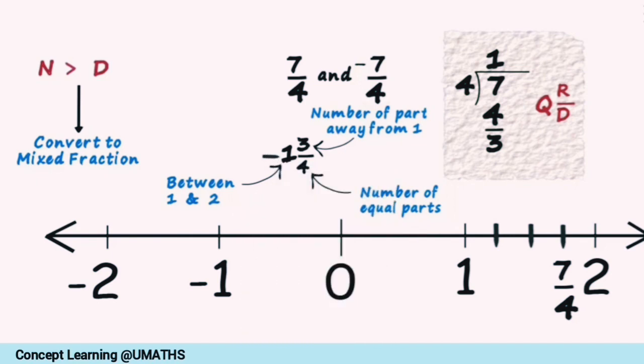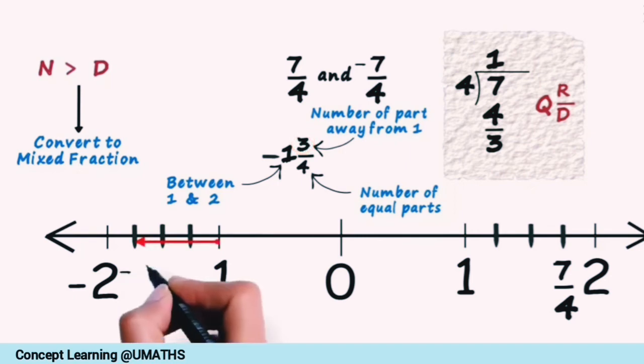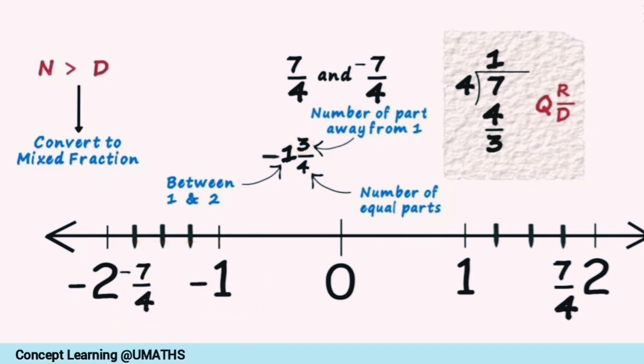Since minus 7 by 4 is a negative rational number, the next number is minus 2. Now we can say that minus 7 by 4 is between minus 1 and minus 2. The denominator tells us the number of equal parts this length is divided into. So we divide it into 4 equal parts by marking 3 lines. The number 3 tells us the number of parts from minus 1. So leaving 3 parts from minus 1, we mark minus 7 by 4.